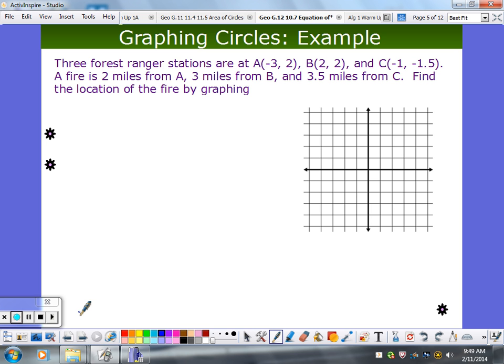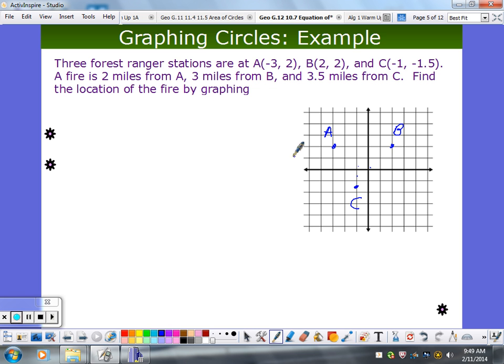That's it. Let's see, do I want to do this one now? Yeah, sure. 3 forest ranger stations are at these different points. So we're going to plot these points here. Go ahead and just plot them on your paper. A is at negative 3, 2. B is at 2, 2. And C is at negative 1, negative 1. So these are ranger stations. We're in the forest now.